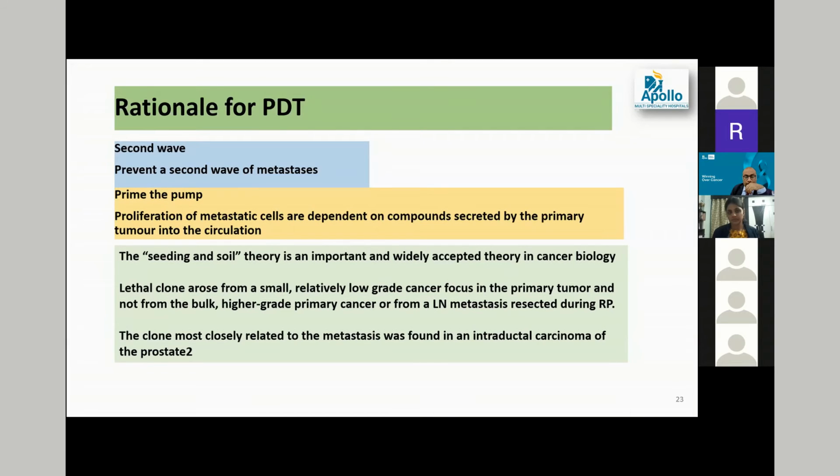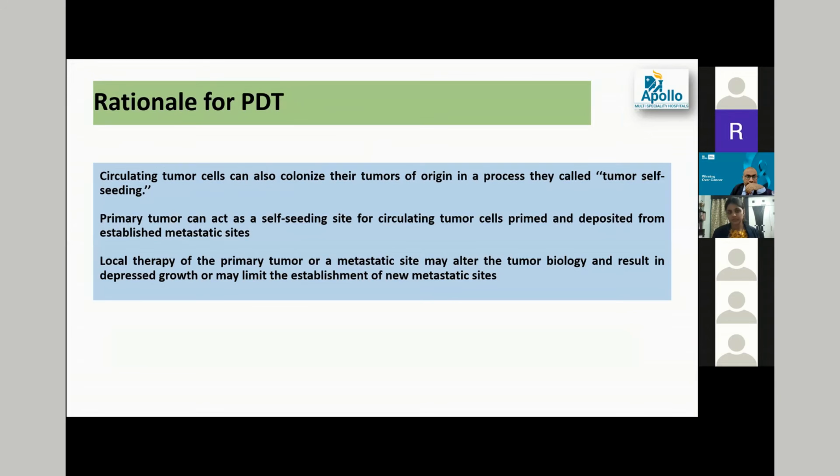So lethal clone actually arises from a small, relatively low-grade cancer focus in the primary tumor and not from the bulk. So higher-grade primary cancer or lymph node metastasis resected during RP. The clone most closely related to the metastasis was found in an intraductal carcinoma of prostate cancer. So circulating tumor cells can also colonize their tumors of origin in a process they call tumor self-seeding. So primary tumor can act as a self-seeding site for circulating tumor cells primed and deposited from established metastasis site.